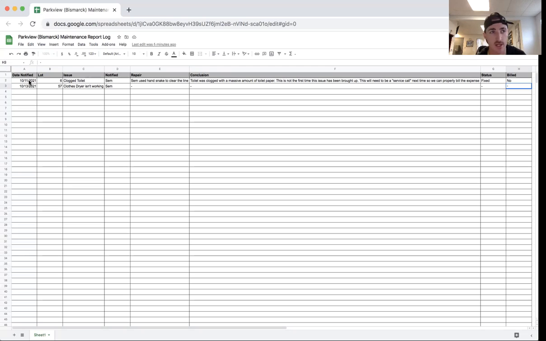I was standing there, so I was able to see the entire problem. Based on my knowledge, it appears as though the resident used a massive amount of toilet paper and clogged the toilet themselves. With this being the first instance, I'm pretty much just allowing this to be a basic repair call for us to handle and take care of for the resident.